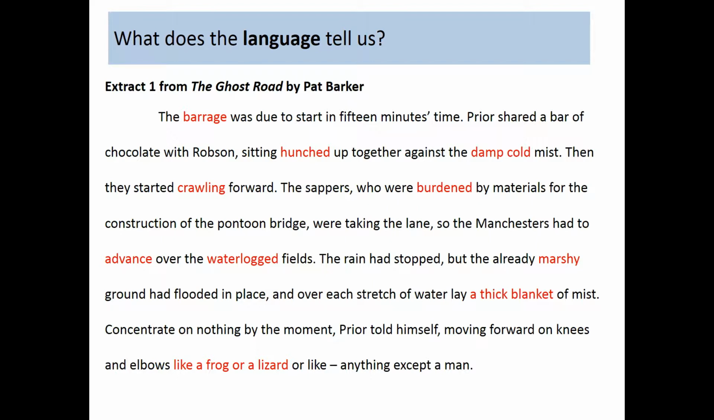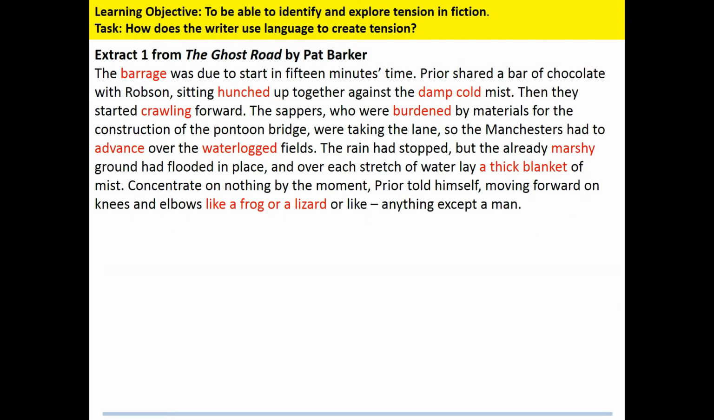And then the last bit of the sentence, like a frog or a lizard, that is a part of a simile. So Pryor is compared to an animal or a reptile, in this case a lizard, because of the way he is moving on his knees and elbows. We know that the task is how does the writer use language to create tension.